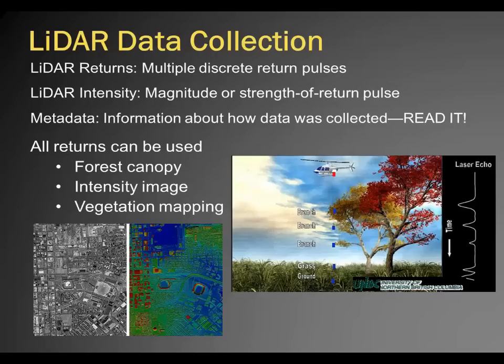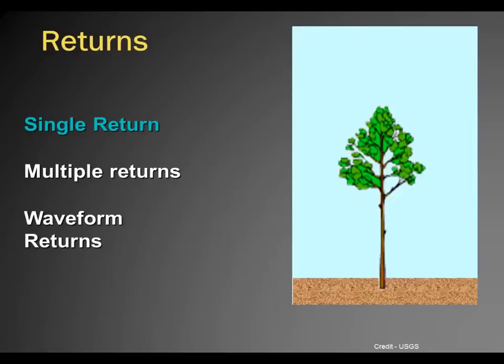The LiDAR returns multiple measured discrete returns. So when the signal goes down, it bounces off objects, and it can bounce off a branch or the grass or the ground, and we classify these. All this is written up in the metadata, so you can read about it, but we calculate the pulses as they return in discrete units. And we also measure the strength, or the intensity, of each of those pulses. So we're able to use that to classify what the LiDAR is hitting and how high it is, or the elevation.